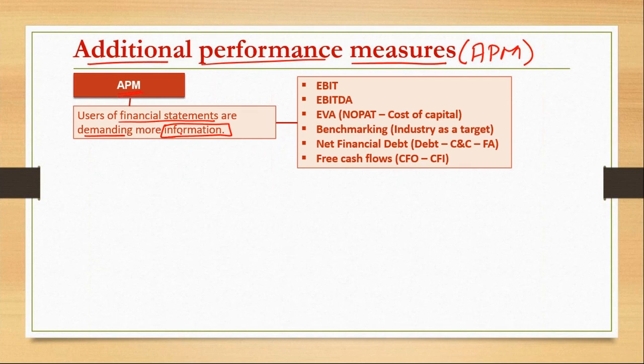So what further information can be given? We can provide them earning before interest and tax, which actually shows us the operating profit, so that they can identify, out of the profits, which ones we are generating from our core activities and which ones we are generating from other activities.